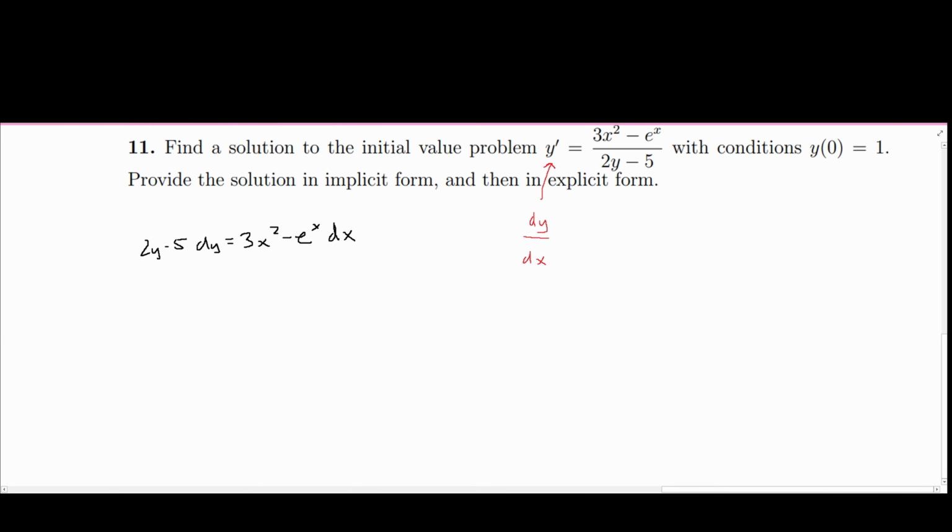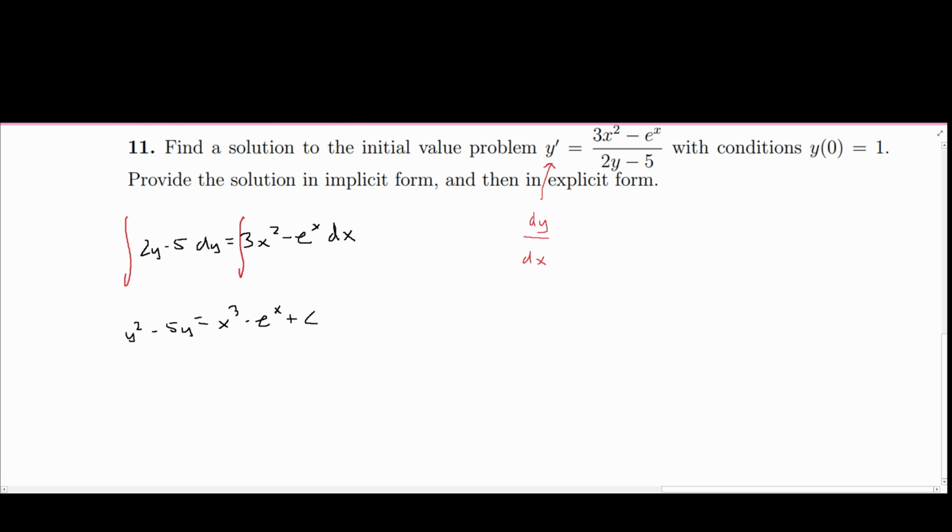After we do this, we're left with 2y minus 5 dy on the left side and 3x squared minus e^x dx on the right side. Now we take the integral of both sides. After doing this, we're left with y squared minus 5y is equal to x cubed minus e^x plus c. Now we need to find c for both implicit and explicit form.